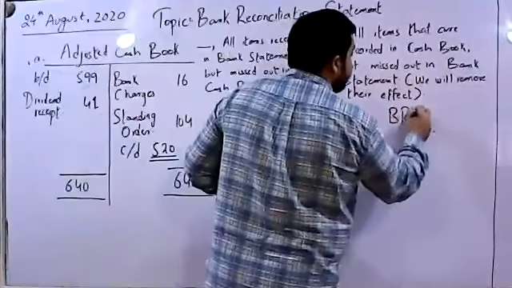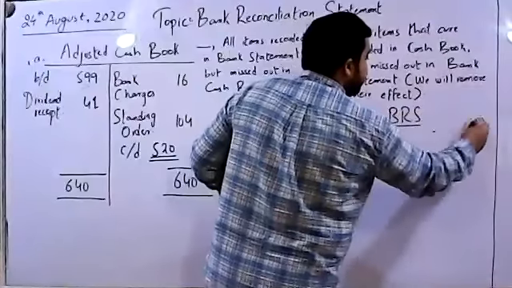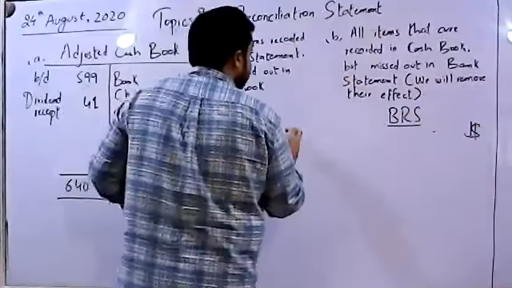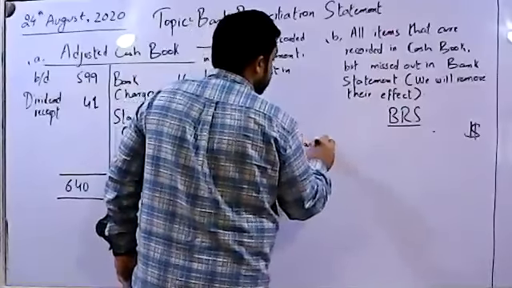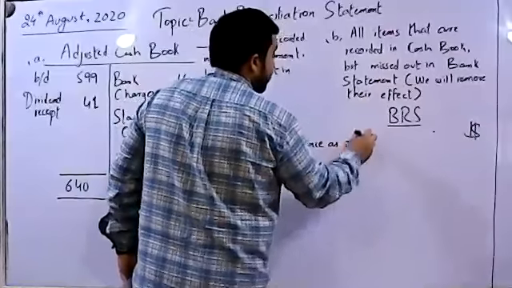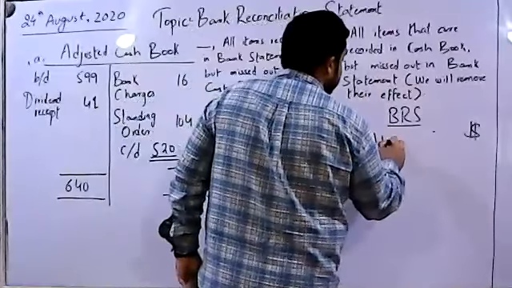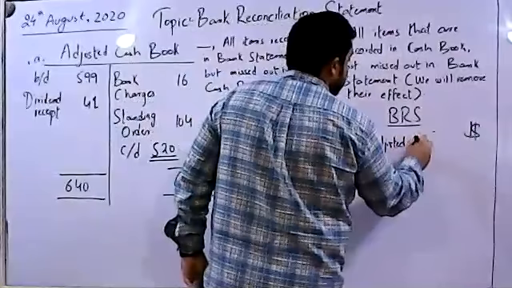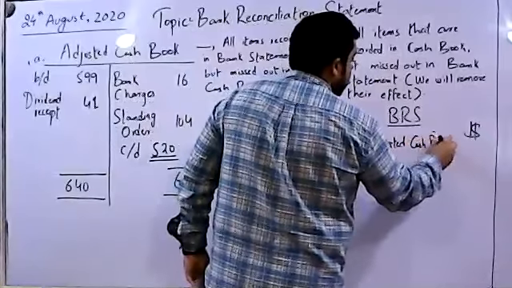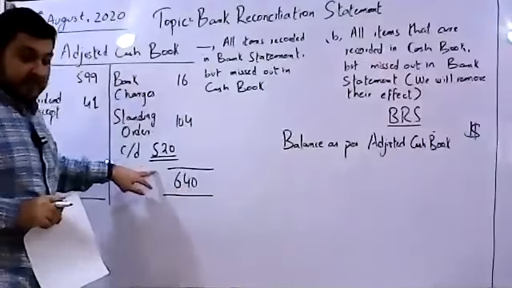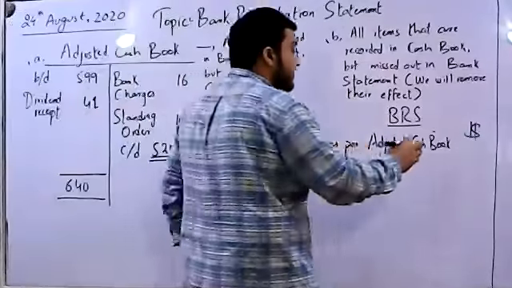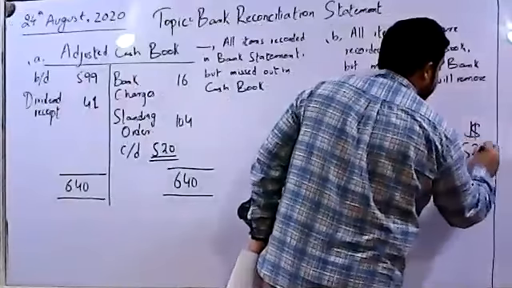Okay. As far as the bank reconciliation statement is concerned, it starts like this. Balance as per adjusted cash book. And what is this balance? It's the new balance that we have calculated, that is 520.